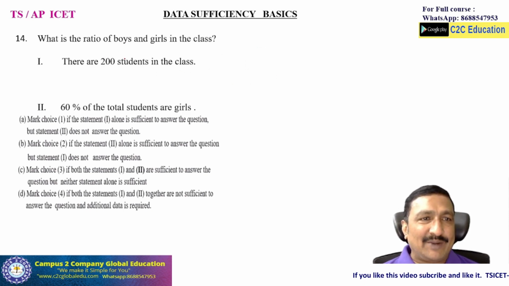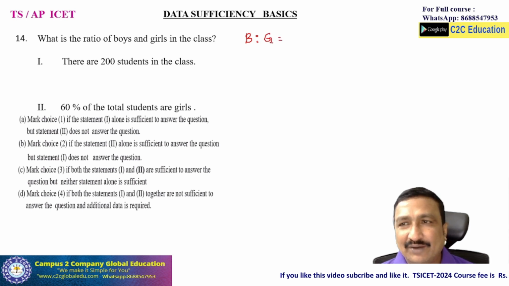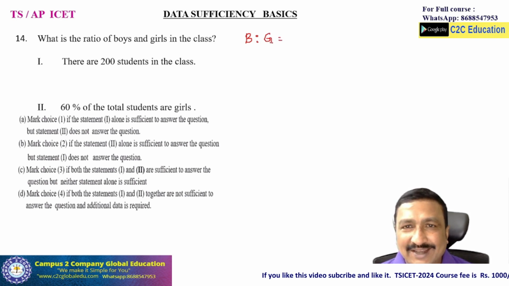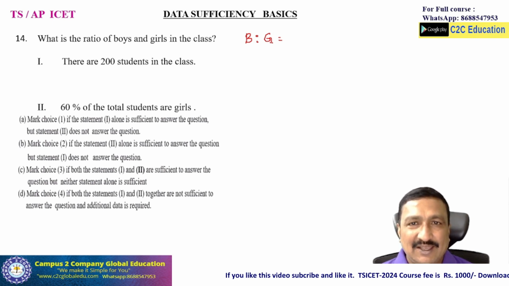Next, this is an arithmetic question. What is the ratio of boys and girls in the class? So we have to find the ratio of boys and girls in the class. Now look, friends, if you want to answer arithmetic questions, we should know the subject knowledge very clearly. If you have the subject knowledge, then only you can answer.